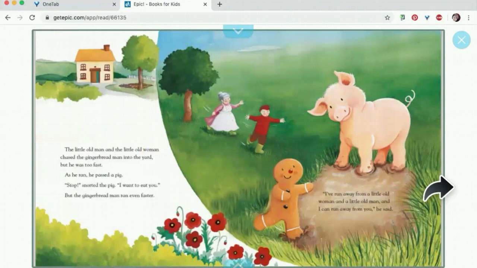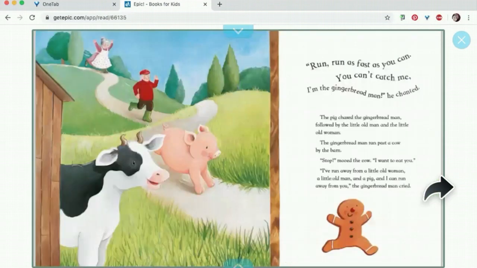The little old man and the little old woman chased the gingerbread man into the yard, but he was too fast. As he ran, he passed a pig. "Stop!" snorted the pig. "I want to eat you." But the gingerbread man ran even faster. "I've run away from a little old woman and a little old man, and I can run away from you," he said. "Run, run as fast as you can. You can't catch me. I'm the gingerbread man," he chanted. The pig chased the gingerbread man, followed by the little old man and the little old woman. The gingerbread man ran past a cow by the barn.